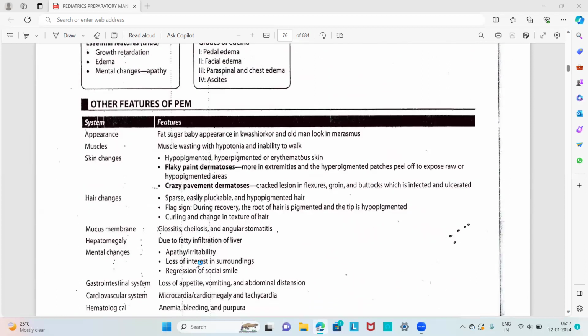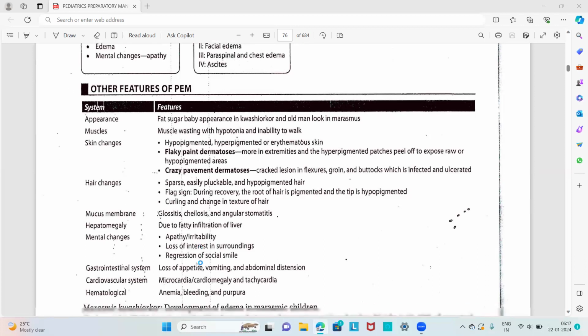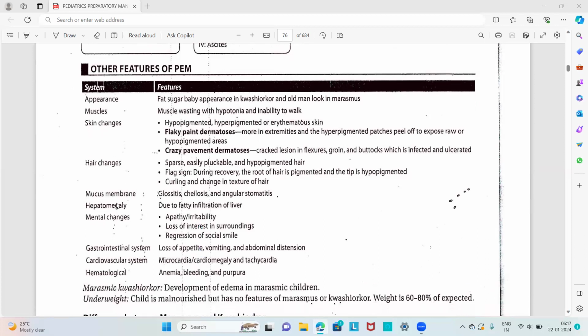Then, what are the other features of protein energy malnutrition? In this video, we will talk about further details of protein energy malnutrition. It is better to go system-wise. So, appearance: the flag sugar baby appearance in kwashiorkor and the old man look in marasmus.